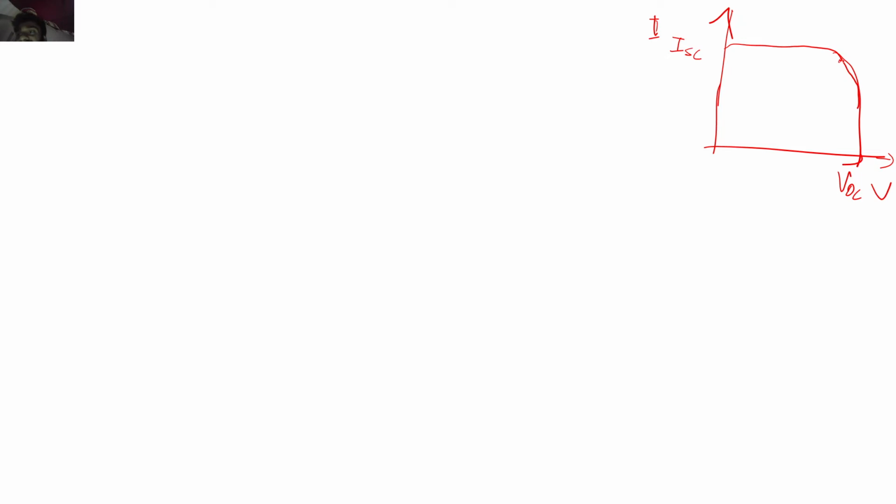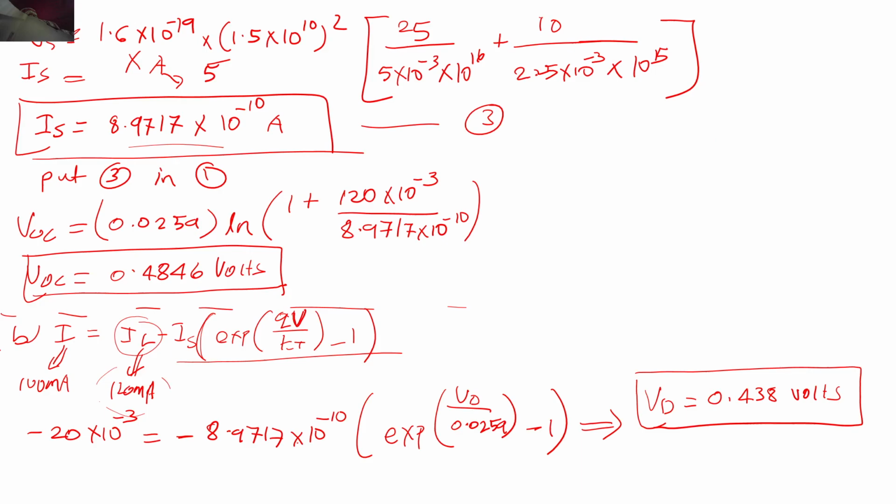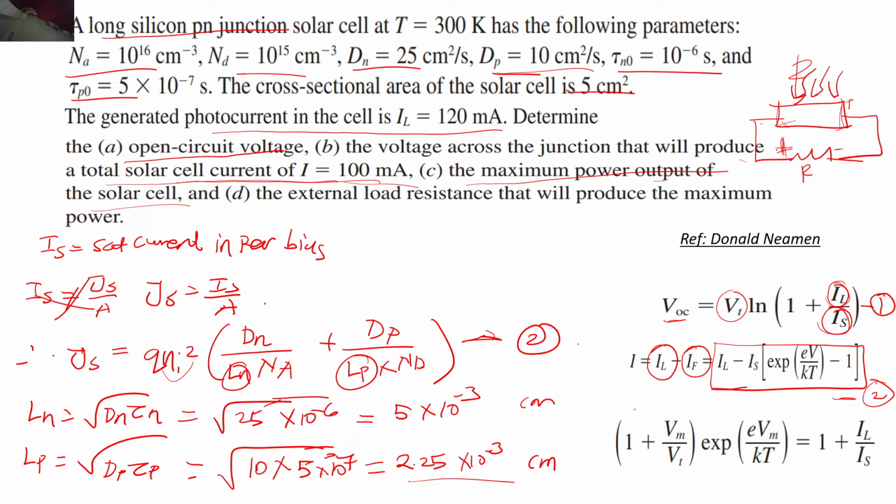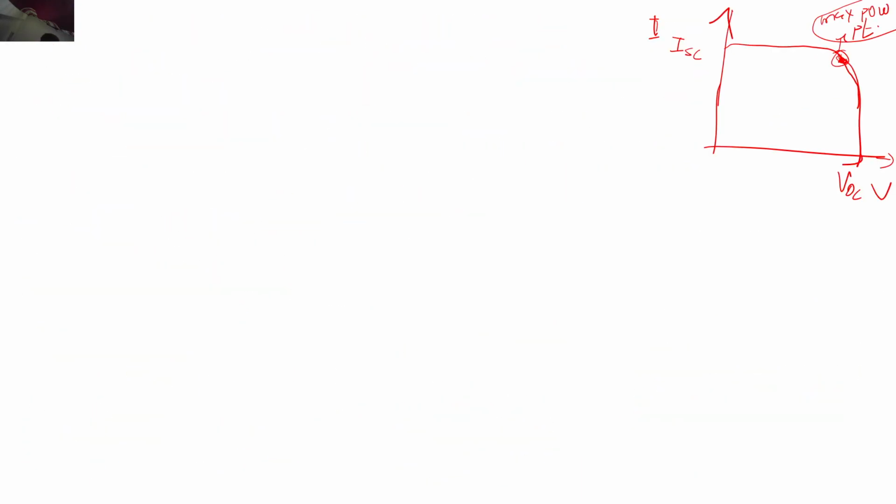And now you must have seen that there is one particular point over here, which we call the maximum power point, right? And they are actually asking us to calculate the maximum power corresponding to this point. Now again, from the lecture material, what we generally do is write the expression for P as Vm times Im, right?